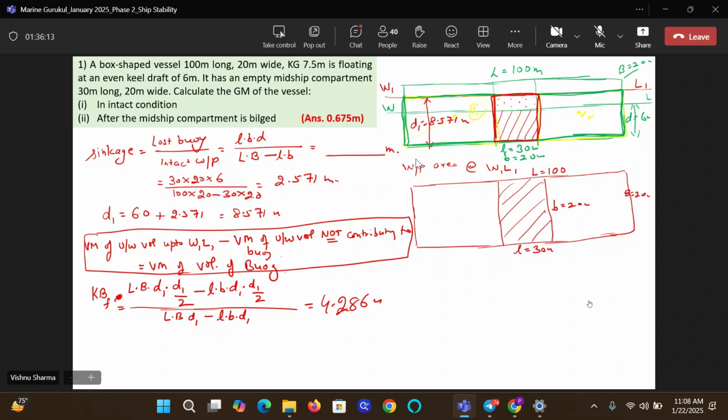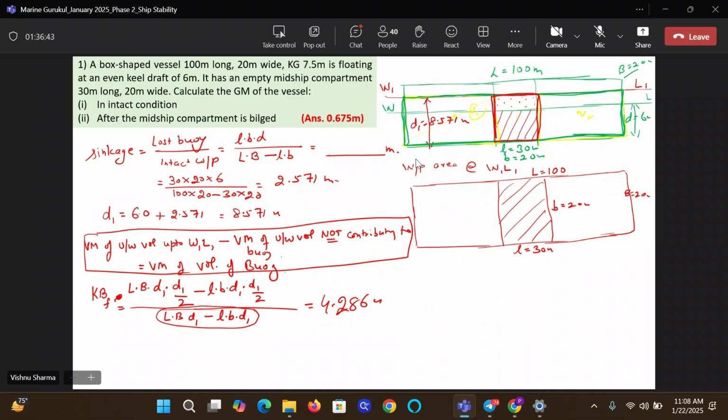Now, firstly, we'll simplify this part. Which method are we using? Lost buoyancy method. What was the buoyancy of the vessel in the intact condition? Look at the diagram of the intact condition. It is capital L, capital B, capital D.